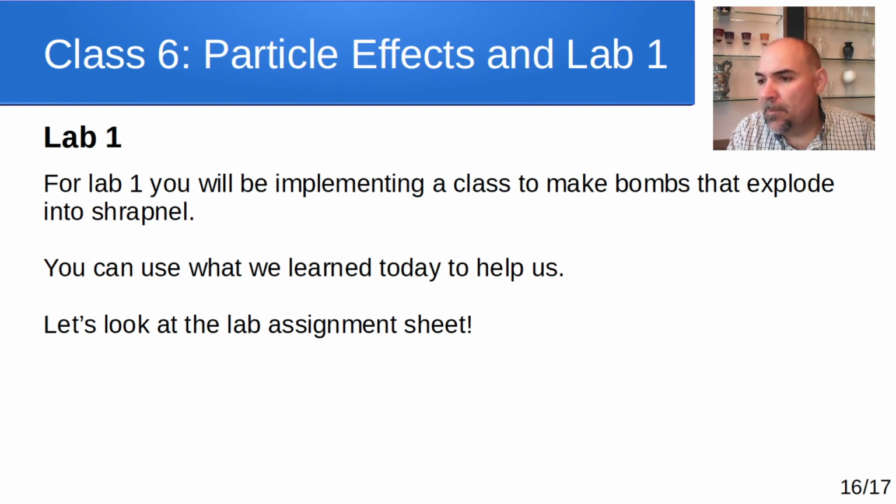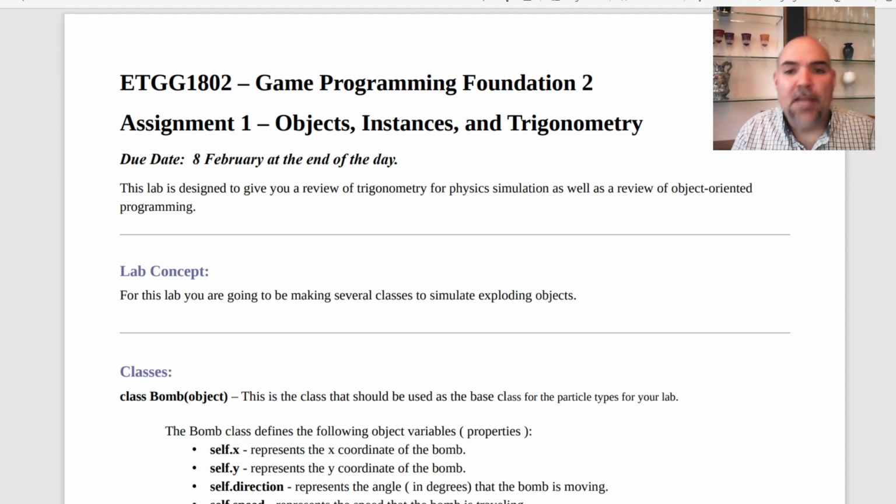Okay, so to finish things up here, let's switch over and take a quick look at the lab sheet. All right, so here's the lab. This is Game Programming Foundations 2. There's a missing S up there in the title. But this is assignment 1, and this is dealing with objects, instances, and trigonometry, but they're going to be aspects of the particle effects that are going to come into play here and be useful for you to look at.